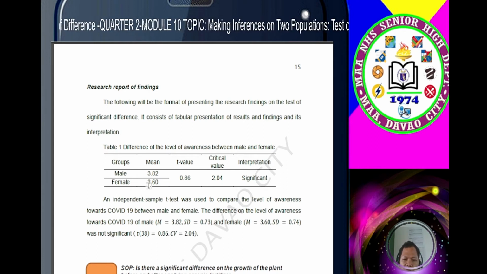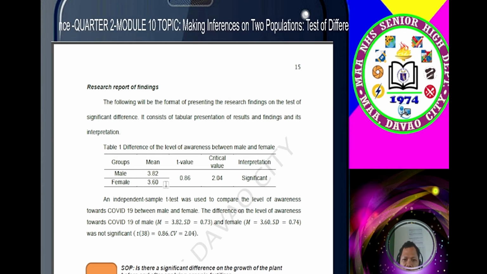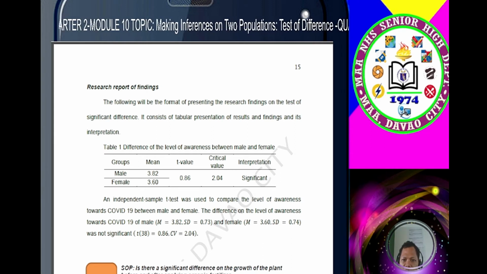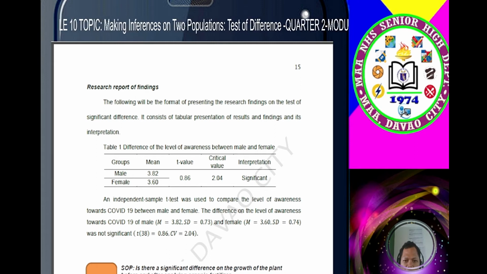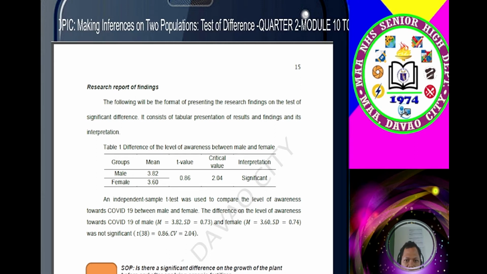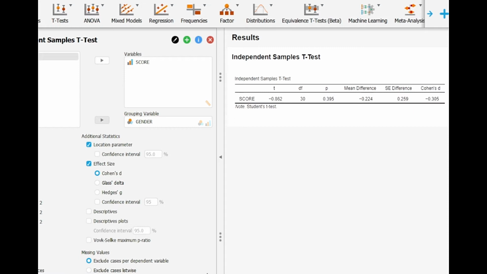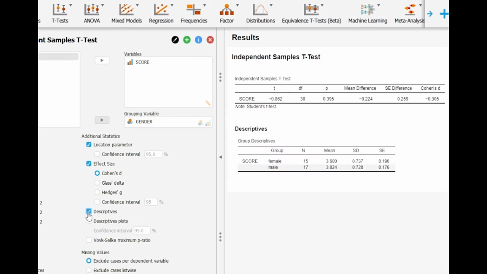You can also gather this data in JASP. I'll just show you how. Let's go back to JASP. You can have here the descriptives for the mean. Just click this. Just copy this because you need this in your table. I hope it's clear.